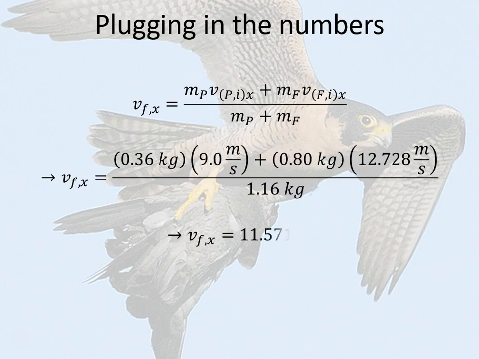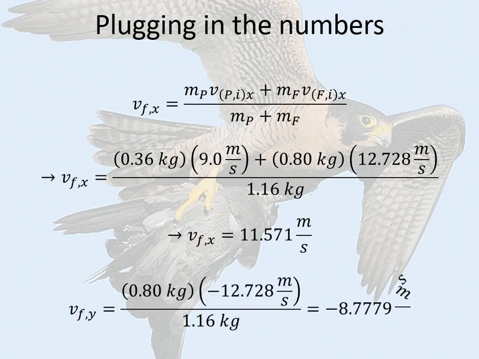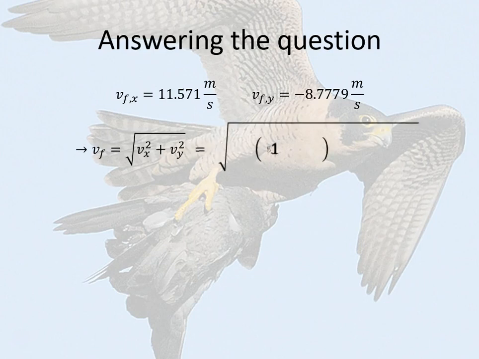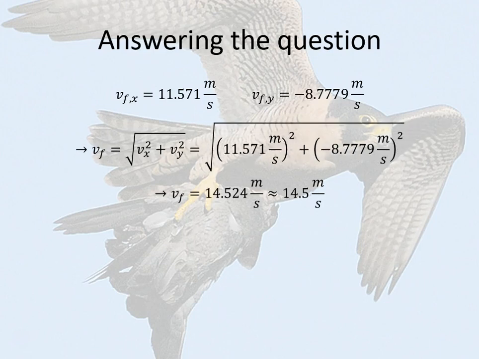There we go. And this tells us that the final velocity component in the x direction is 11.571 meters per second. Well, how about the y direction? Well, plug those numbers into the y equation that we had on the previous slide, and we get this result. So we're asked for the magnitude and direction of the final velocity. This gave us the x and y components. We need to Pythagorean theorem this in order to get a magnitude. So we do that, square them, add them together, take the square root, and you get 14.5 meters per second for the speed of the system.